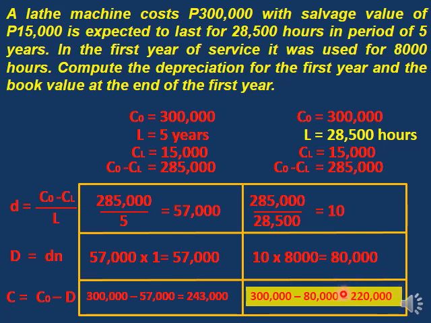According to the working hours method, 220 is the book value. But according to the life, the book value is 243. Now, if you are the buyer of this lathe machine, which book value would you prefer? Well, we would prefer 220 because the machine has a total depreciation of 80,000 based on the work. It is overworked.